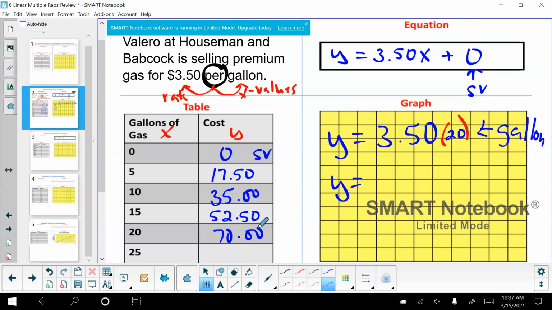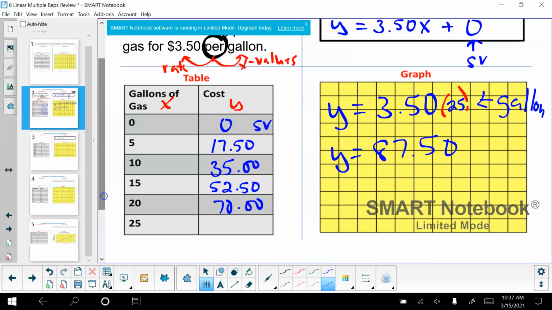And then I can do it again for 25. Which is going to be $87.50. So that helps me to fill out my table.